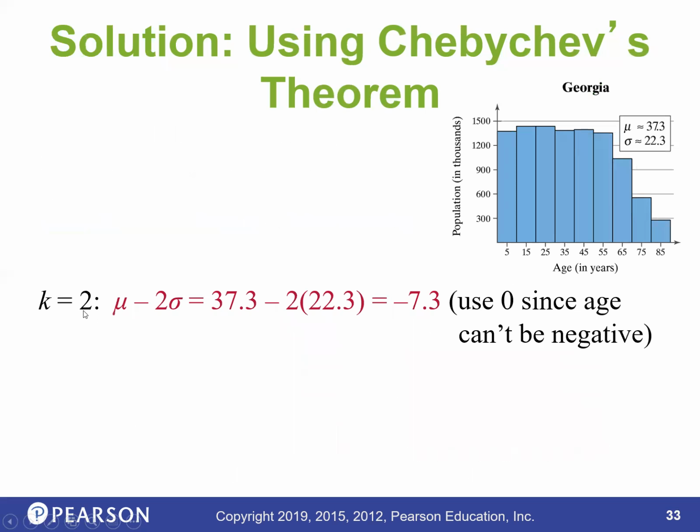Okay, let's jam. So here it is. If I say k is equal to 2, that means I'm looking for 75% of the data. And here's another formula here. It's mu minus 2 times sigma. So we want to get 75% of the data here.